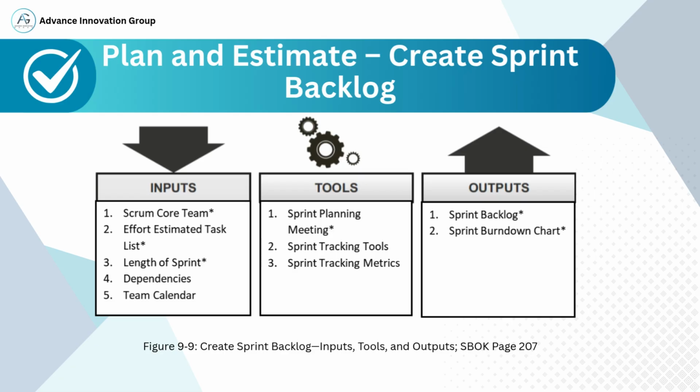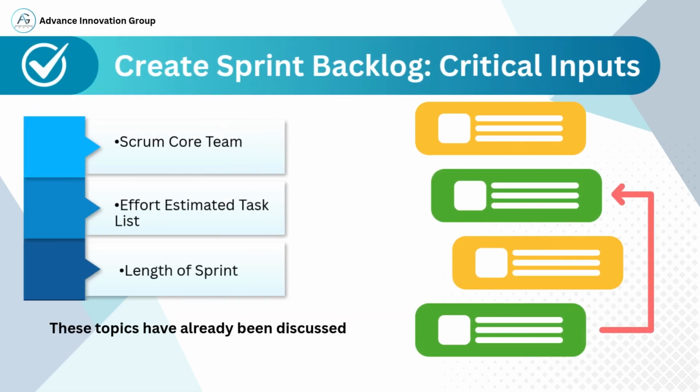In this slide, we will briefly revisit the critical inputs required to create the sprint backlog, which we have already discussed in detail earlier. 1. Scrum Core Team. The Scrum Core Team, which includes the Scrum Master, Product Owner, and Development Team, plays a central role in creating the sprint backlog.